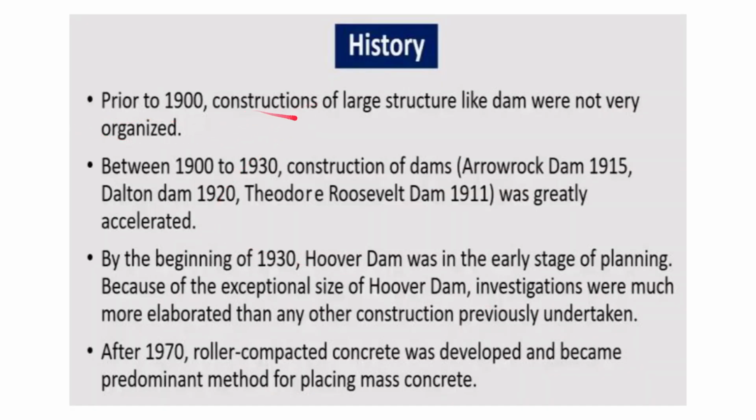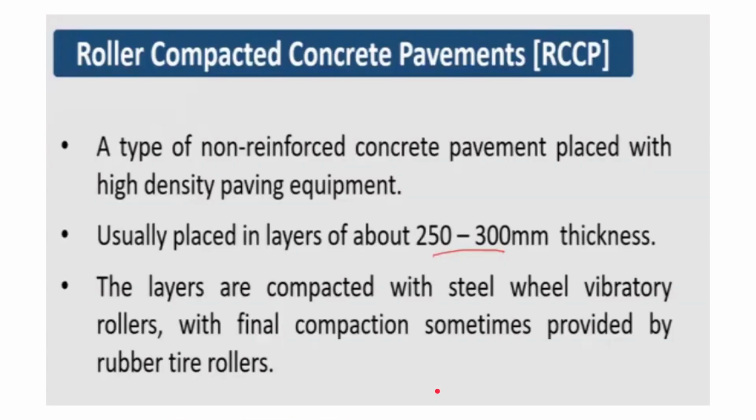Prior to 1900, large structure constructions like dams were not very organized, because less information was available. Between 1900 and 1930, construction of dams such as Arrowrock Dam, Dalton Dam and Theodore Roosevelt Dam was greatly accelerated because awareness started to build. By the beginning of 1930, Hoover Dam was in the early stage of planning. We discussed this. Because of the exceptional size of Hoover Dam, investigations were much more elaborate than any previously taken. After 1970, roller compacted concrete was developed and became the predominant method for placing mass concrete.